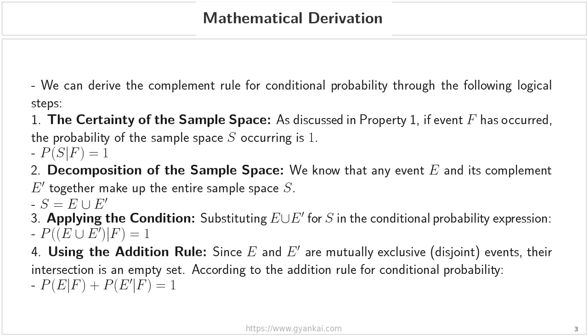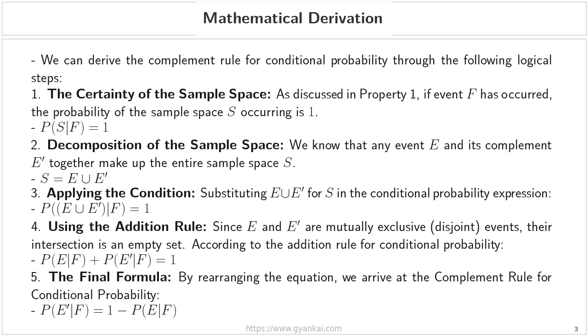Fourth, we apply the addition rule. Because event E and event E prime are mutually exclusive, meaning they cannot happen at the same time, their intersection is empty. When events are disjoint like this, the addition rule for conditional probability tells us that the probability of one or the other occurring is simply the sum of their individual conditional probabilities. So, the probability of E given F plus the probability of E prime given F equals 1.